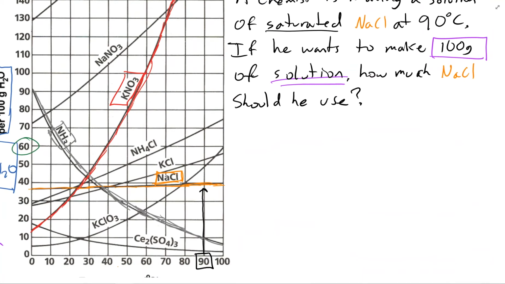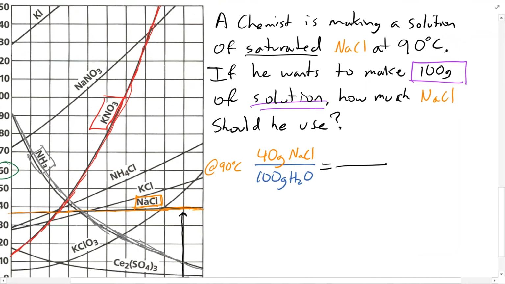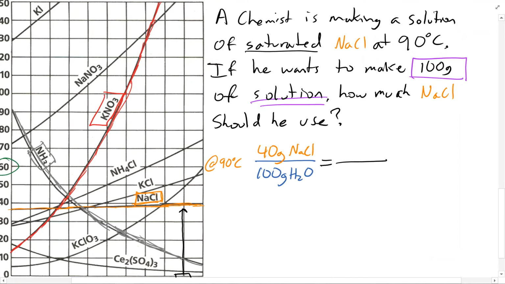We know that at 90 degrees Celsius, 40 grams of NaCl will dissolve in 100 grams of H2O, right? So we know that. And then we are going to set that equal to our products over here. And this is going to be our actual situation that we're looking at in this problem. So what are we actually looking at in this problem? Well, he wants to make 100 grams of solution.